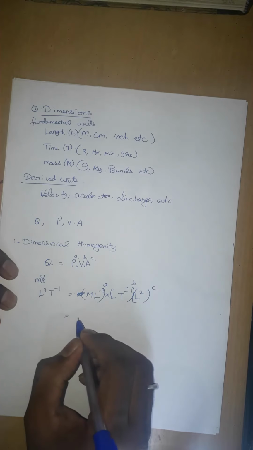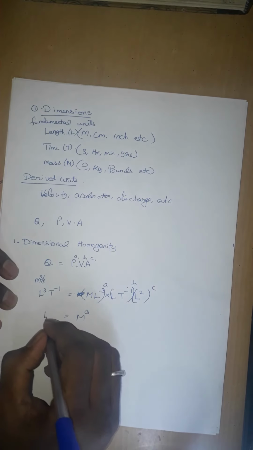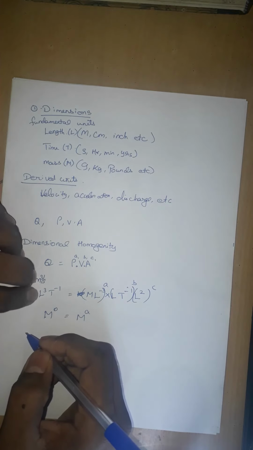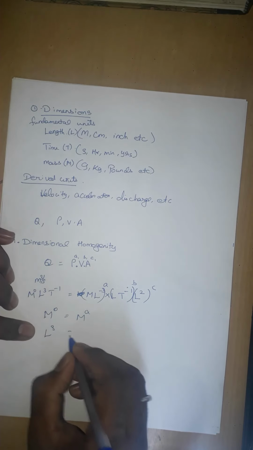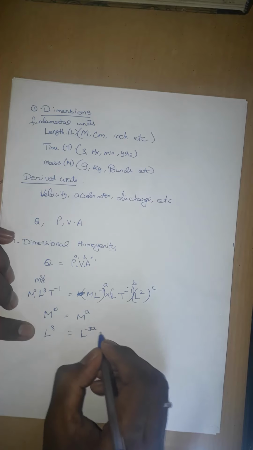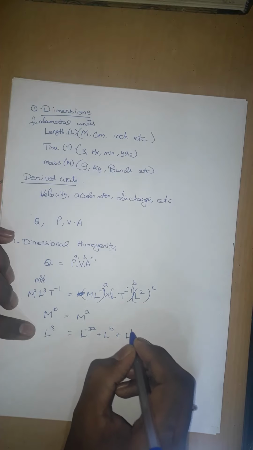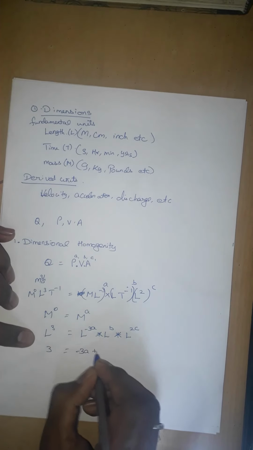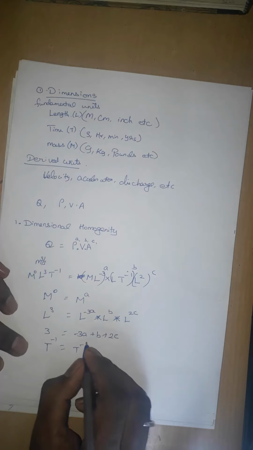So we can say the M term power a is here, so M power 0 here. Nothing is there, means it's constant. M power 0 is 1, so when it is multiplied, it is constant. L power 3 is equal to L power minus 3a plus L power b plus L power 2c. Sorry, multiplication terms, which is equal to 3 is equal to minus 3a plus b plus 2c. And time factor T power minus 1 is equal to T power minus 1 minus b.